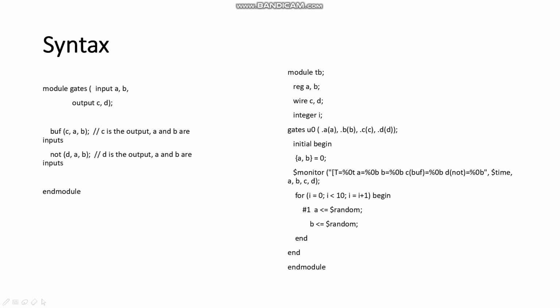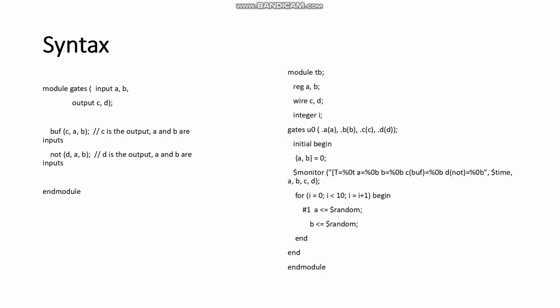Initial begin, and after that I am assigning a, b equal to 0, and after that I am using the monitor, otherwise the display, for printing the output on my screen. Next I am using a for loop. In Verilog code we can use control statements and conditional statements, for loops, while loops, and also if, else if, like that.